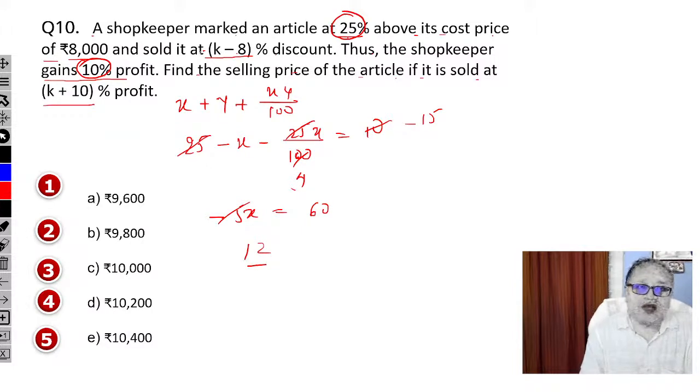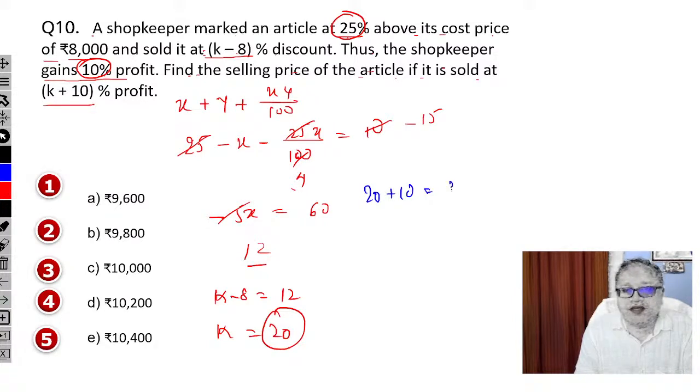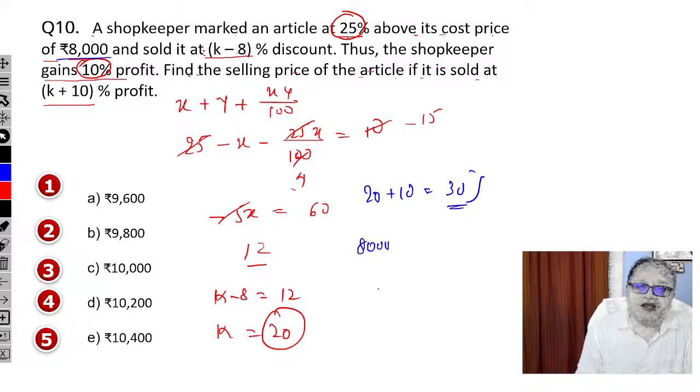So now x is equal to 12, that means k minus 8 is 12. Then what is k? k is equal to 20. Now find the selling price of the article if it is sold for k plus 10%. That means your required profit is k, which is 20, plus 10, so you need 30% profit. And you already know the cost price is 8,000. So what we do is 8,000 into 1.3, or you can directly add 30%. 8 3s are 24, 2,400. So your answer is 10,400.